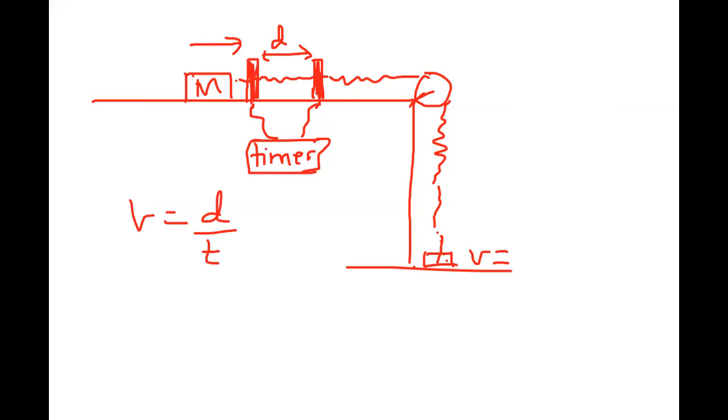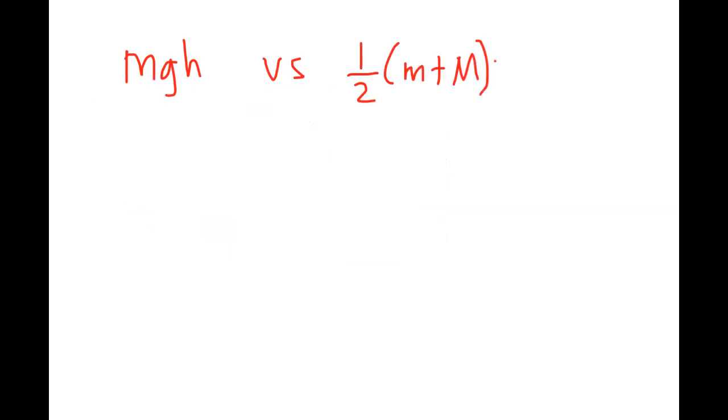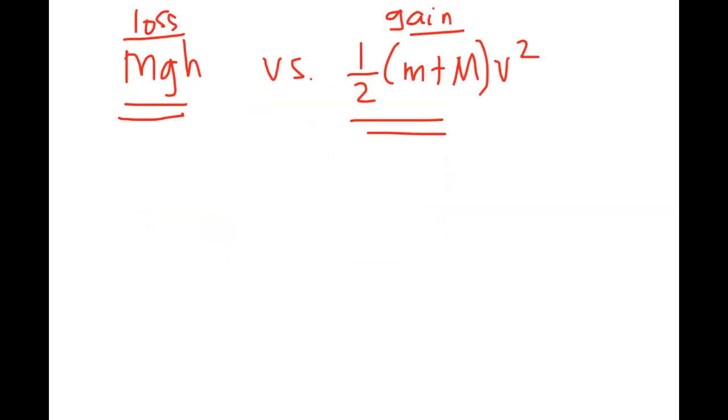But let's think about the data analysis. Let's think about how to deal with the results. Well, you're going to have to compare mgh versus 1/2 (m plus capital M) v squared. So you're comparing the loss and the gain. That's the loss of energy and that's the gain. Now, you need to calculate percentage error. You need to compare the mgh and 1/2 (m plus M) v squared. So you're going to talk about percentage difference.